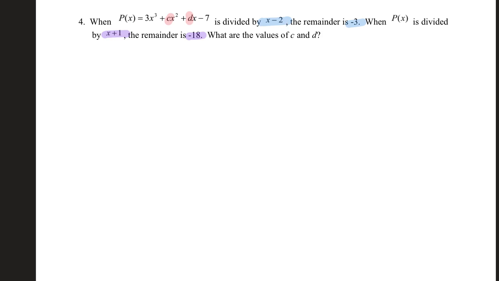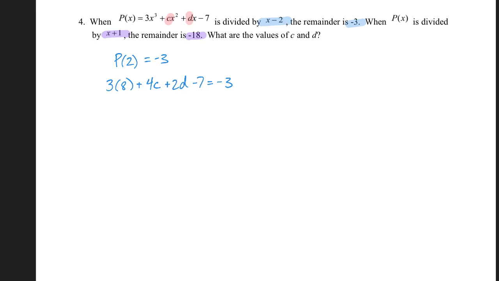My expression is called p of x, so I can use my function notation. I know that p of 2 has to give me negative 3. And because of that, then I can sub in. So I know that 3 times 8 plus 4c plus 2d minus 7 has to equal negative 3. There is me subbing a 2 in everywhere I see an x, setting it equal to negative 3.